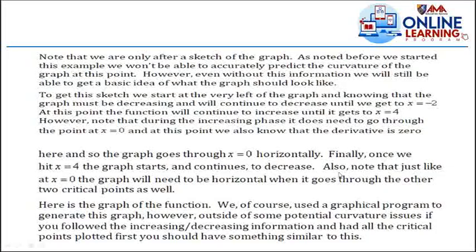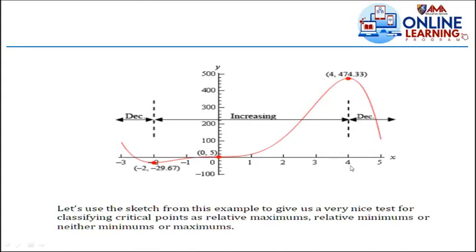Also, note that just like at x is equal to 0, the graph will need to be horizontal when it goes through the other two critical points as well. There's the graph of the function. We of course use a graphical program to generate this graph. However, outside of some potential curvature issues, if you follow the increasing decreasing information and had all the critical points plotted first, you should have something similar to this. So ito na yung graph po natin.